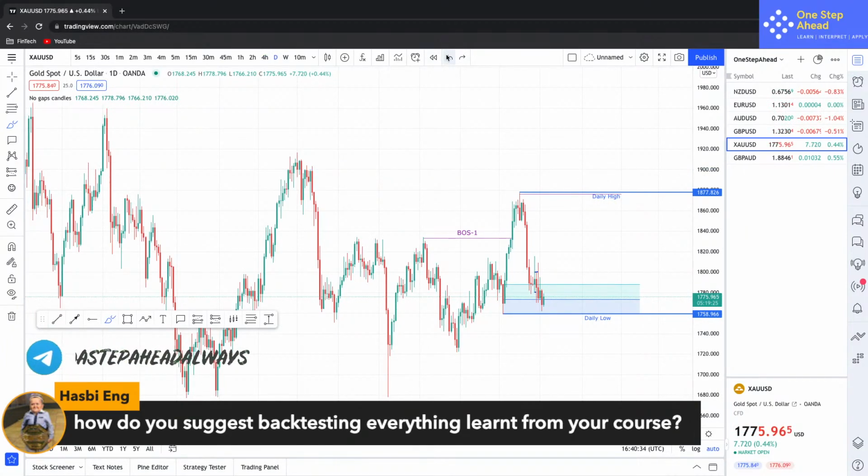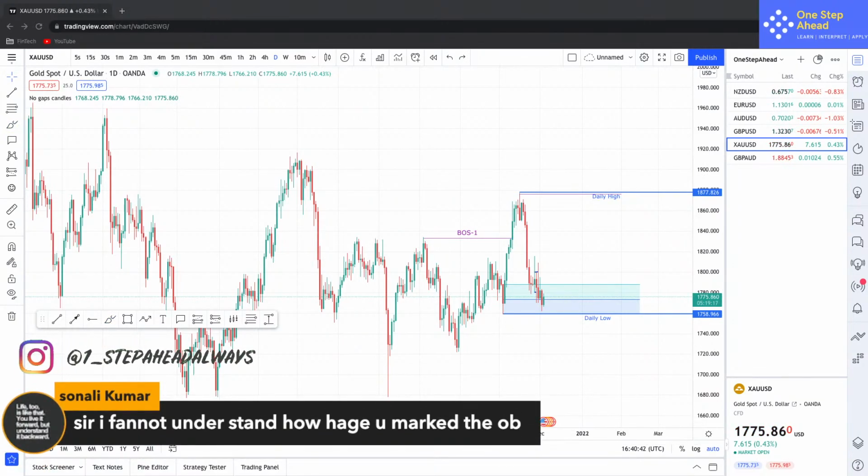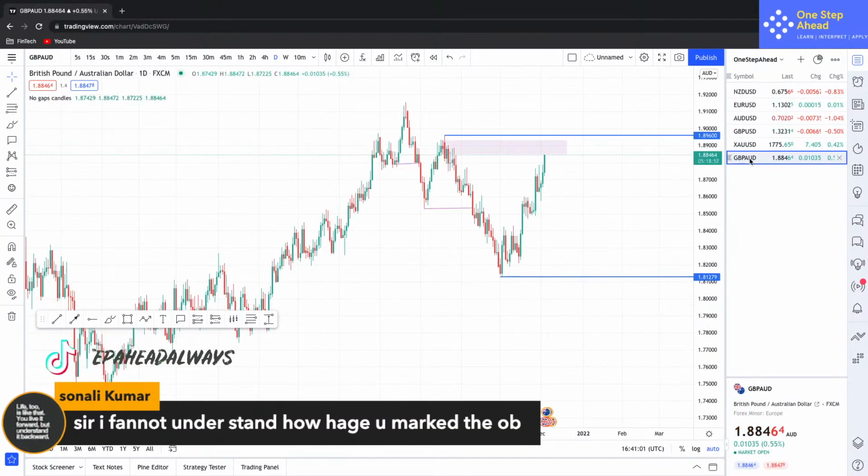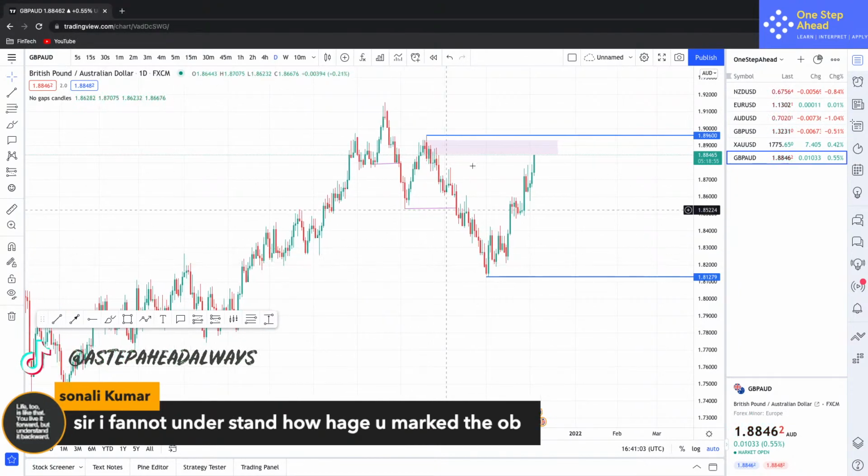Right. Okay, so let's take the next question. Sonali Kumar asks how you mark that OB. So you're talking about this pound Aussie dollar, right? How I mark this OB?